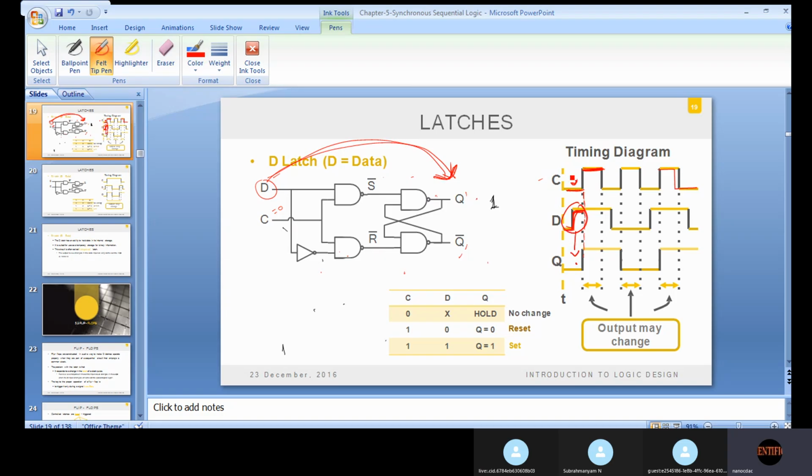Why? Because control is equal to 0. Control is equal to 0, D and Q, student, control is equal to 0. Q is not equal to D. Okay, and see here ఈ బాగా మీరు అర్థం చేసుకోవాలి టైమింగ్ డయాగ్రామ్స్.